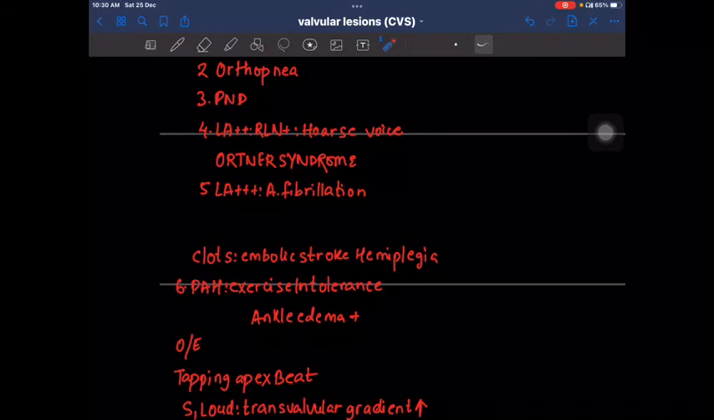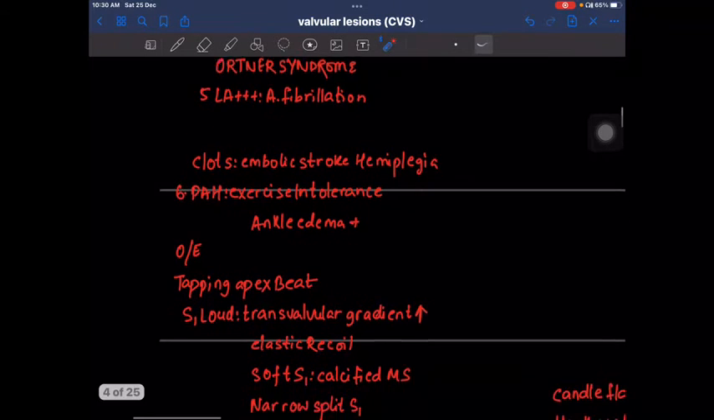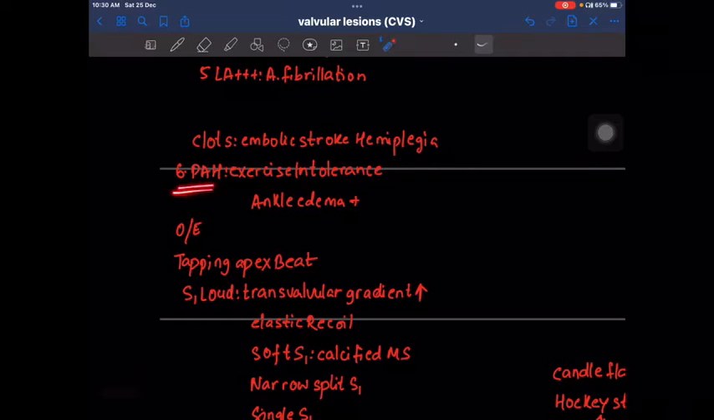Now, I've told you before in previous lectures also, if there is any disease causing left atrial enlargement, you can see atrial fibrillation. This fibrillation will cause formation of clots. These clots can embolize, they can cause stroke and hemiplegia. Pulmonary arterial hypertension will cause exercise intolerance.